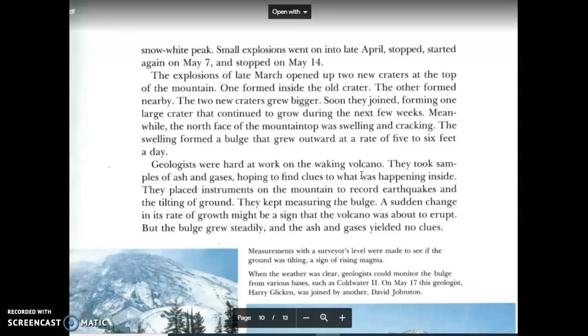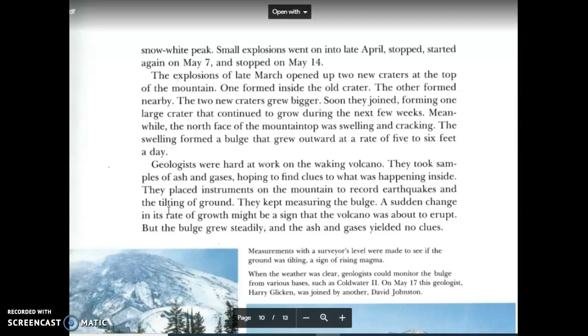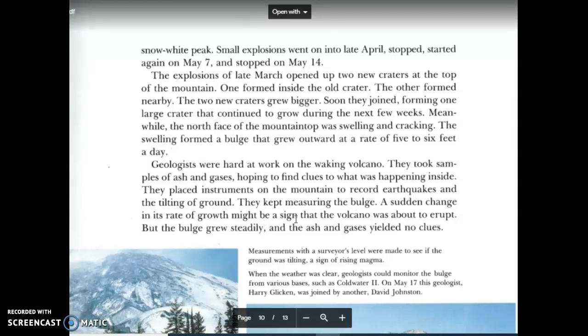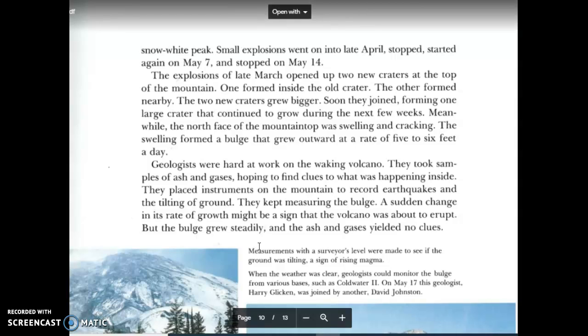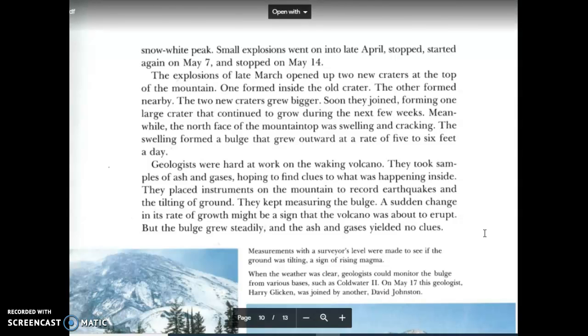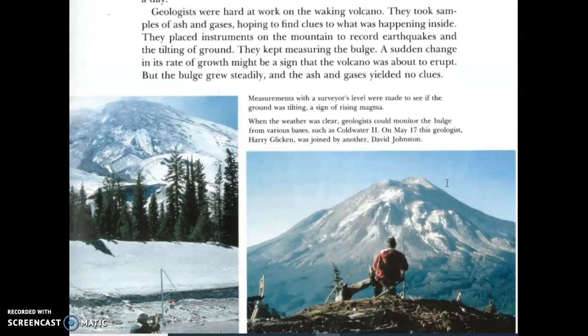Geologists were hard at work on the waking volcano. They took samples of ash and gases, hoping to find clues to what was happening inside. They placed instruments on the mountain to record earthquakes and the tilting of ground. They kept measuring the bulge. A sudden change in its rate of growth might be a sign that the volcano was about to erupt. But the bulge grew steadily, and the ash and gases yielded no clues. So they're looking for this sudden change, but really this isn't suddenly changing, it's changing a little bit slower over time. Let's see what happens.